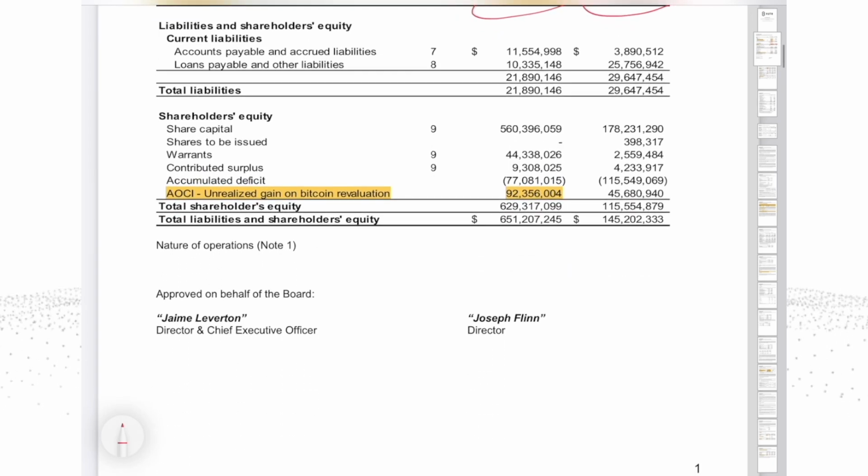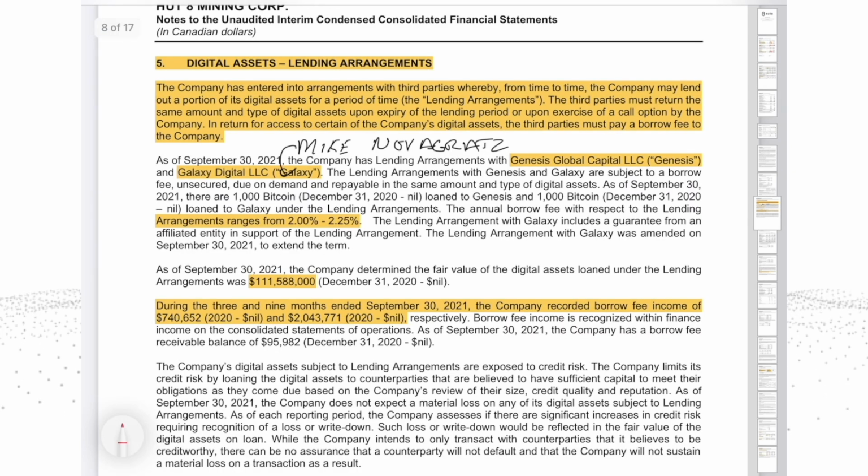Unrealized gains on Bitcoin revaluation. So obviously Bitcoin price has gone up significantly in the past year and just in the last quarter as well. So that accounted for 92 million. So total liabilities and shareholder equity is at 651 million, sorry. And then let me see, what else do we have here that was interesting?